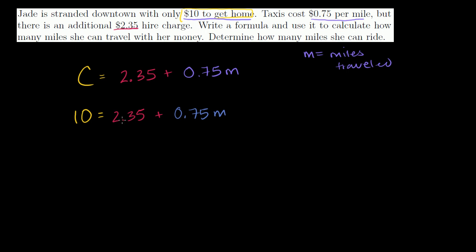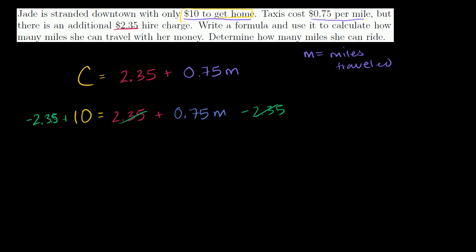So how do we solve for m, or the number of miles Jade can travel? Well, we can get rid of the 2.35 on this right-hand side by subtracting that amount from both sides of this equation. So let's subtract 2.35 from both sides. These will cancel out. That was the point. The left-hand side is 10 minus 2.35.